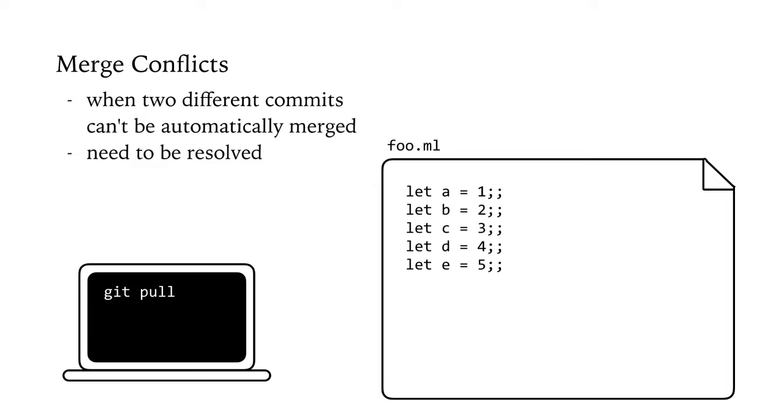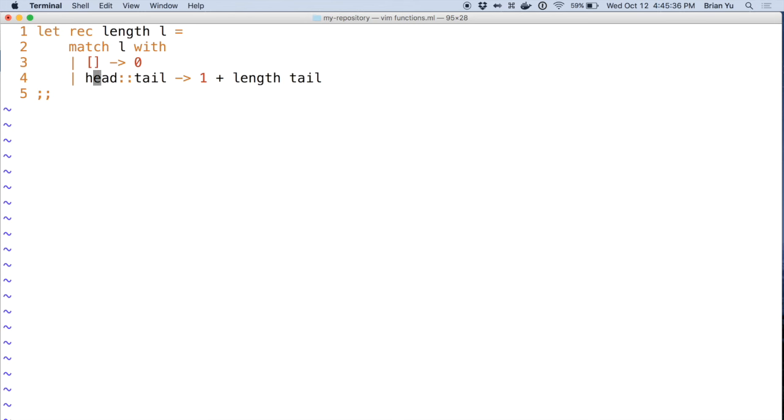Then we can commit our changes as a resolution to this merge conflict, and use git push to send our changes online. Let's look at an actionable example.